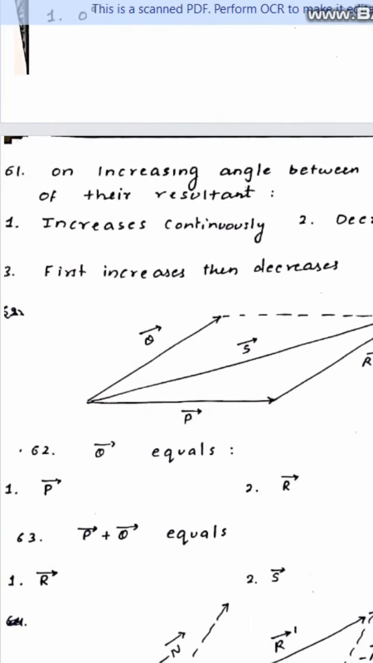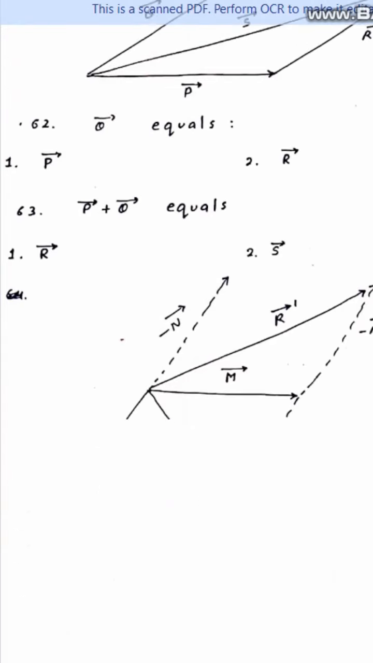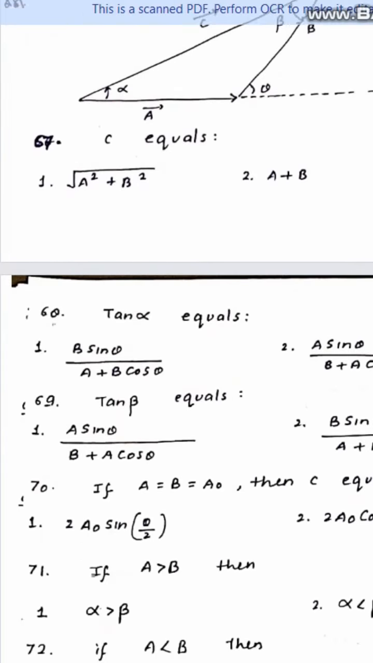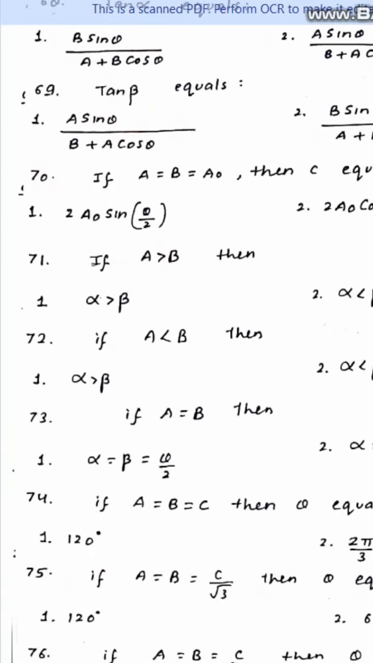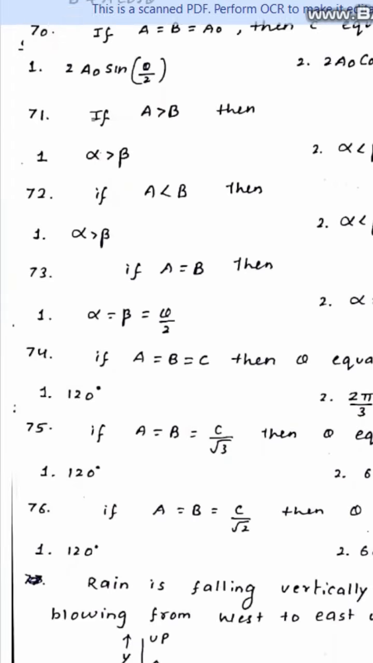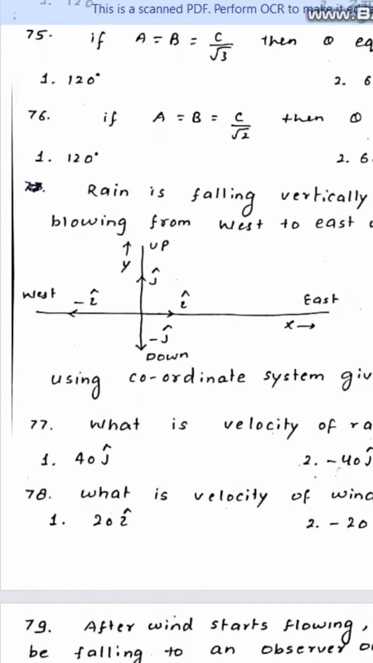Then we have the impact of increasing angle on the magnitude. Then again we have a parallelogram based question, different questions based on that. Then we have angle between vectors, their magnitude, angle of resultant with certain vectors. Then we have a numerical question based on special conditions when two vectors are having equal magnitude. Then angle between them and what is the relation.